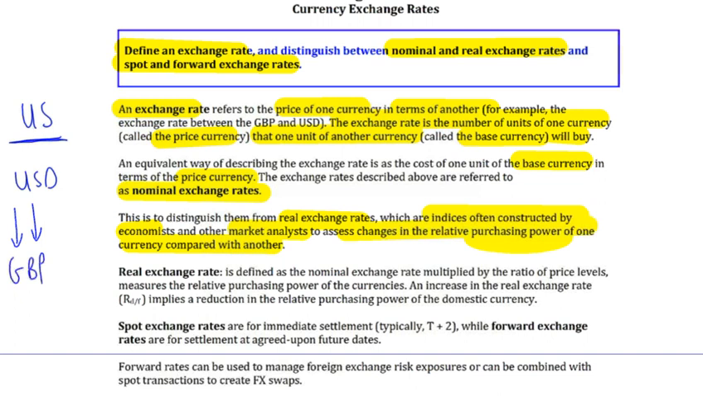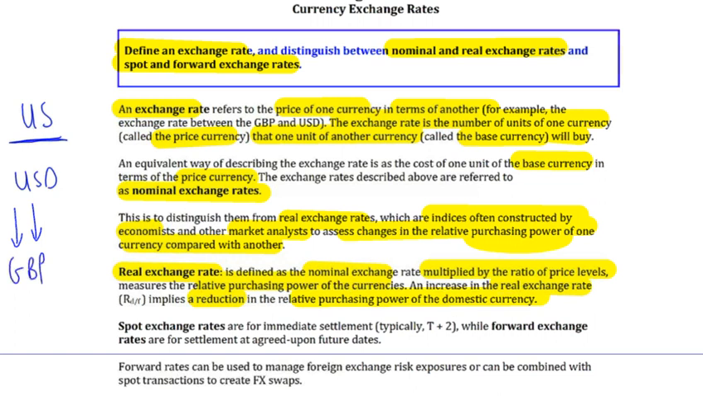Okay, so let's give it a formal definition. The real exchange rate is the nominal rate multiplied by the ratio of price levels, because remember the difference in price levels between two different countries, and we'll talk about how we measure price levels, indicates the purchasing power of each currency. Now, if you have an increase in the real exchange rate between two different currencies, that would imply a reduction in the purchasing power of the domestic currency.